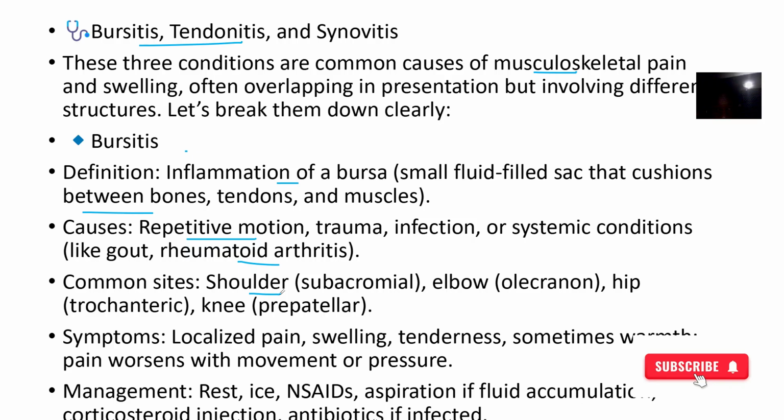Common sites: it could affect the shoulder, the elbow, the olecranon, the hip, and the knee too. Symptoms are localized pain, swelling, tenderness, and the place becomes warm, and pain worsens when you try to actually use that joint.